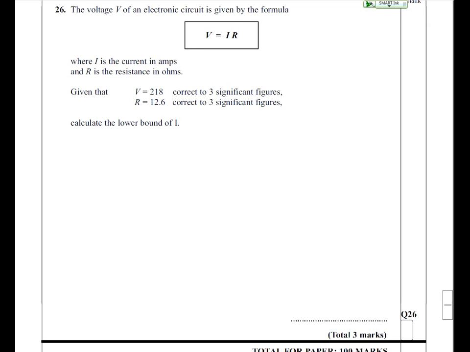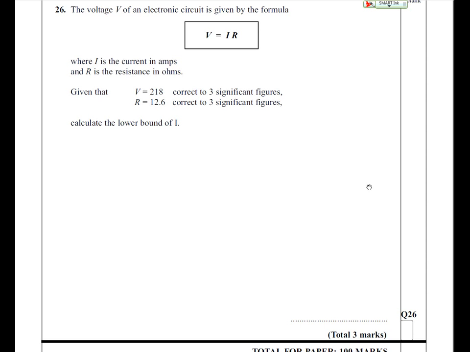Question 26. The voltage of an electric circuit is given by the formula V equals I times R. I is the current in amps and R is the resistance in ohms. Given that V equals 218, correct to 3 significant figures, R is 12.6, correct to 3 significant figures, calculate the lower bound of I.